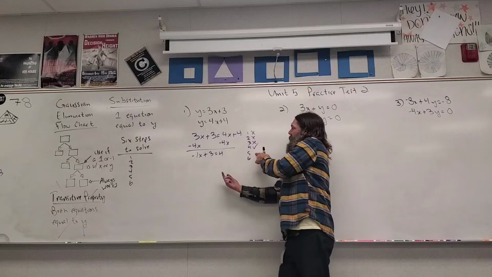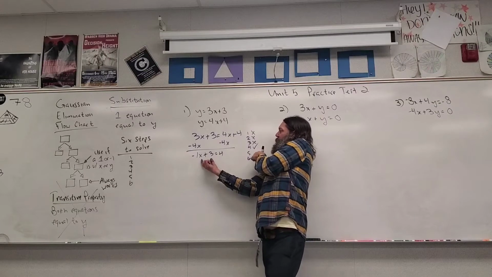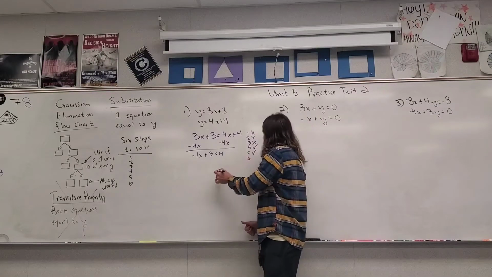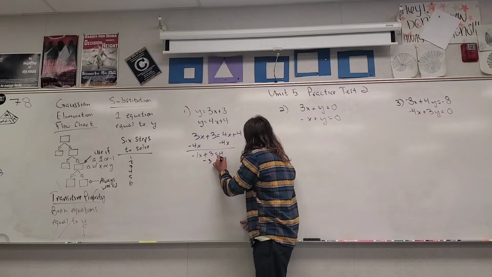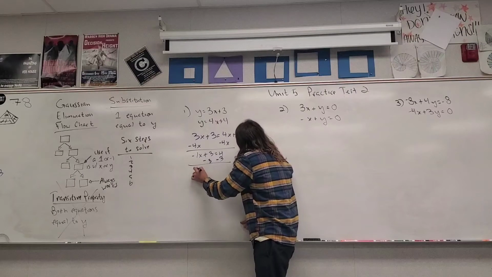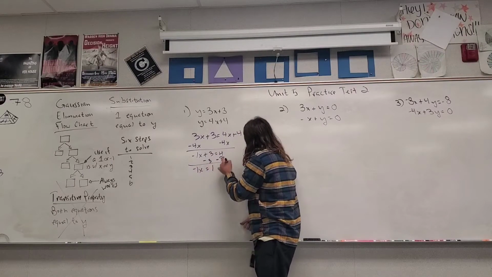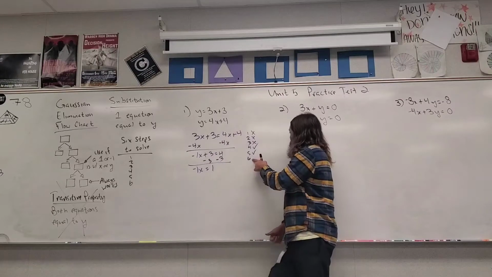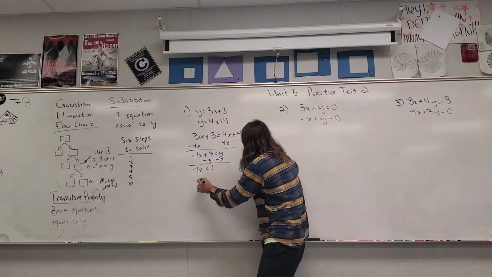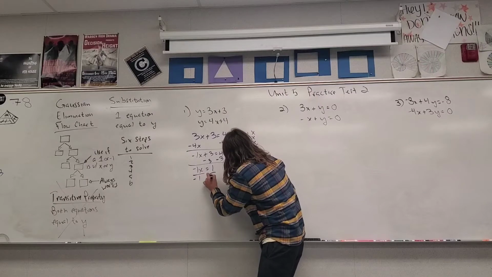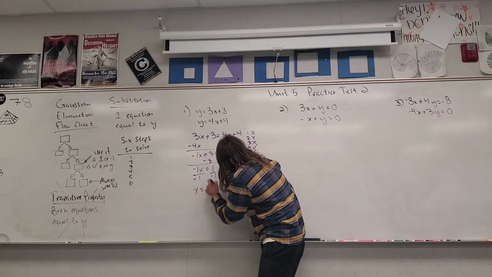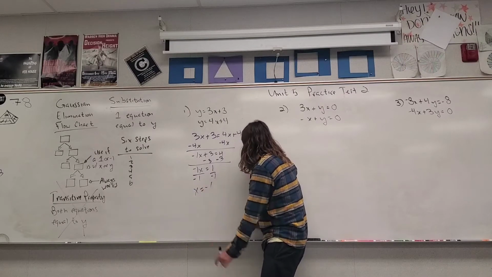Can I add or subtract a number away from the variable side of the equal sign? Yes, I can. I can subtract 3 to both sides. Now I get -1x equals 1. 4 minus 3 is 1. Can I divide away a number? Yes, I can. I can divide away the -1. X equals, -1 goes into +1, -1 times.